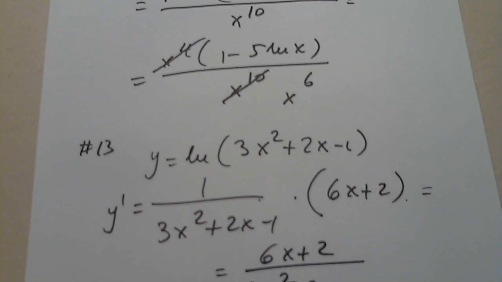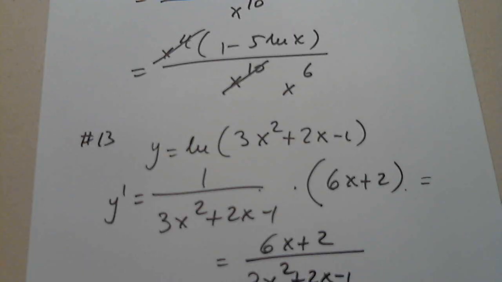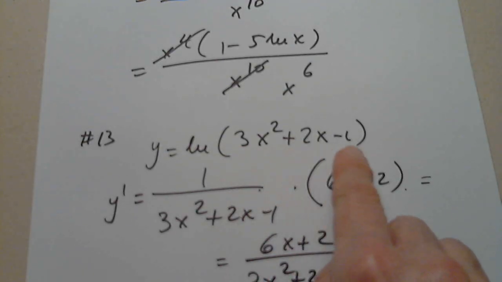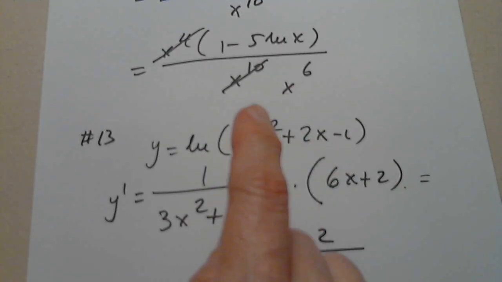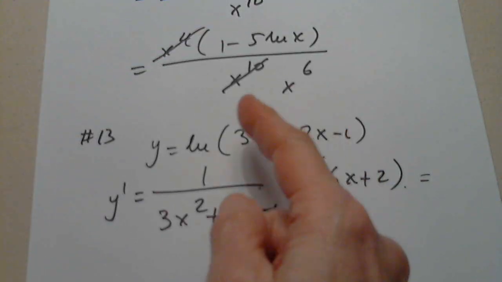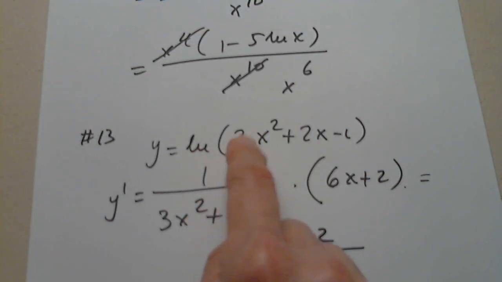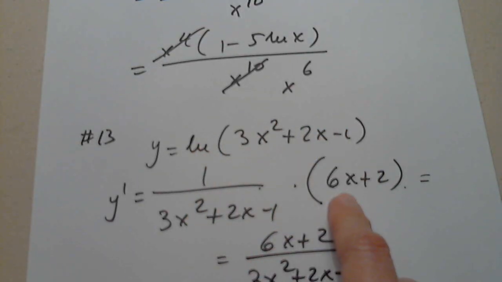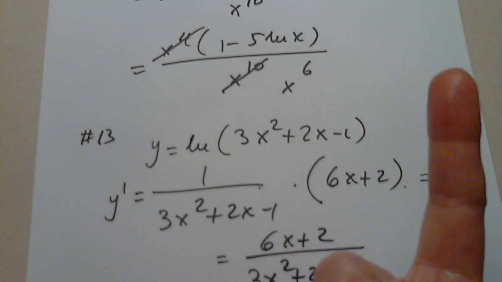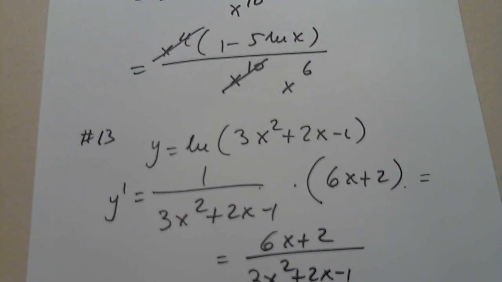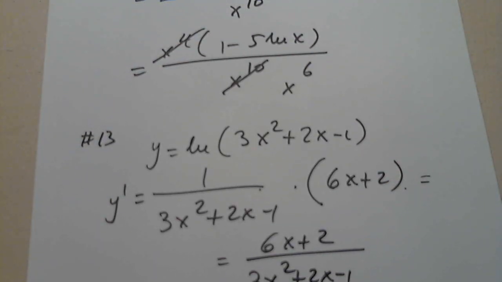The inner function prime, you're multiplying it to, how did you get the 6x plus 2 again? When we differentiate a polynomial, we differentiate each term. When I differentiate this term, I bring down the 2, I multiply it by 3, and I subtract 1 from the power. When I differentiate 2x, I differentiate x, which is 1, so 1 times 2 is 2. Okay. Better? Good.